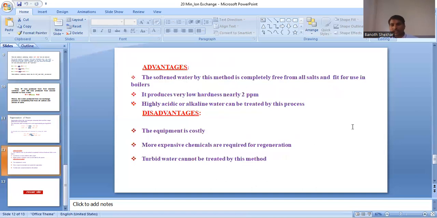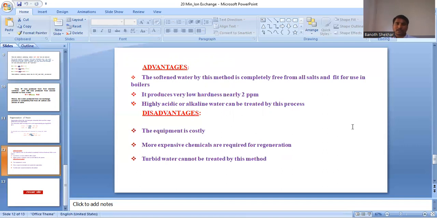So we are saying this is one of the best methods compared to all the methods. Why are we saying this is one of the best methods? Because compared to all the other methods, like the internal treatment method, external treatment method, lime and soda process or zeolite process, among all those experiments, in this ion exchange process we are getting the best drinking-suitable water. It means the water that comes from the ion exchange process contains very few ppm.